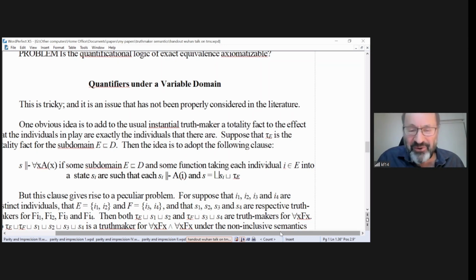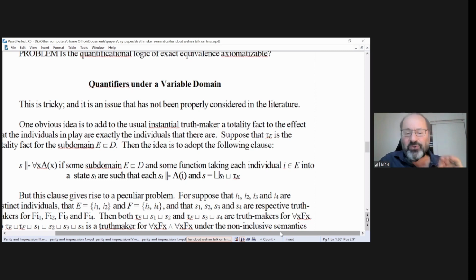So one truth maker for "for all x, Fx" says that the domain is E, consisting of these two individuals, and we have S1 and S2 as well. So it's the totality fact for E along with S1 and S2, which are truth makers for I1 being F and I2 being F. So that's one truth maker. Another truth maker for "for all x, Fx" says that the individuals are I3 and I4. And we now have truth makers for F of I3 and F of I4.